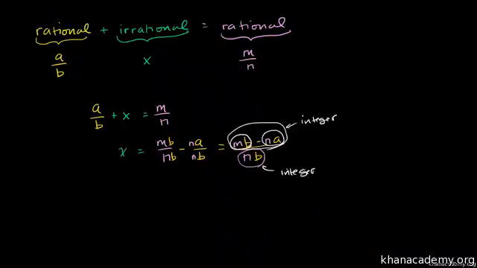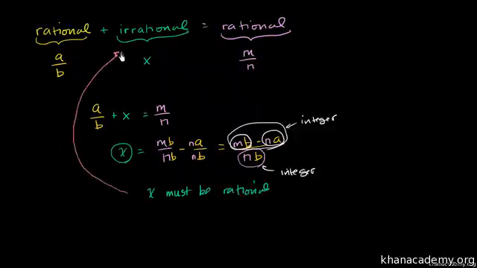We assumed that x is irrational. We're assuming x is irrational, but all of a sudden, because we made that assumption, we're able to represent it as the ratio of two integers. So this tells us that x must be rational. And that is the contradiction. That is a very large contradiction right over there.